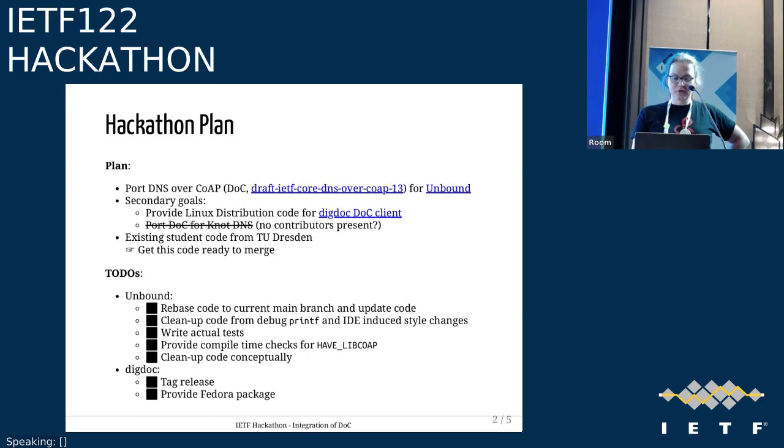The code was mostly written by students from TU Dresden, so my job was just to integrate it with existing platforms. For Unbound, the job was first to rebase the code to the current master, clean up the code of debug printfs and some IDE stuff, write tests, provide compile-time checks for when libcoap is present, and also clean up the code conceptually. For DoDoc, it was basically just to tag the release and then provide a Fedora package.